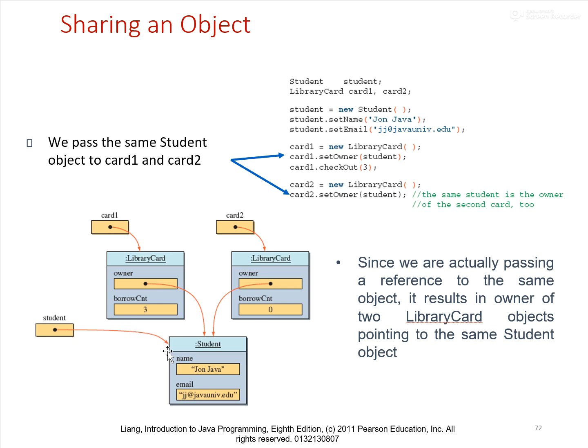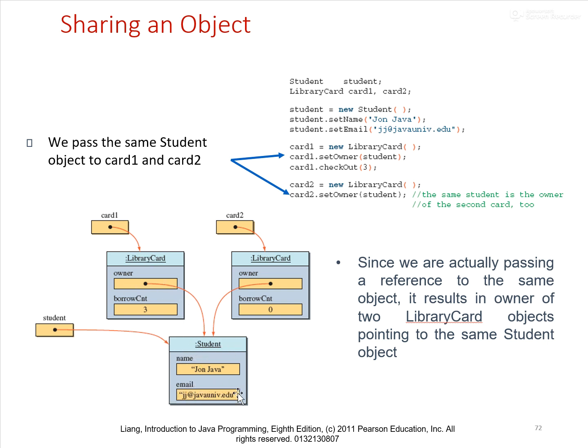Now, when you make an object a member variable of another object, like we did, it is not the case that the library card object over here is getting its own copy of the student object. Instead, the member object that it has is actually just a pointer. It's just a link to the original student object.